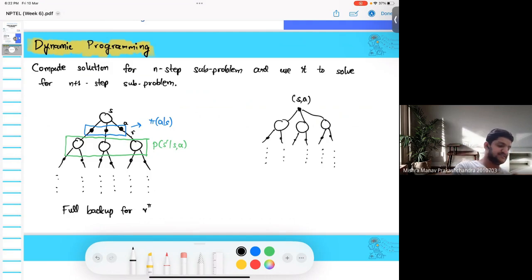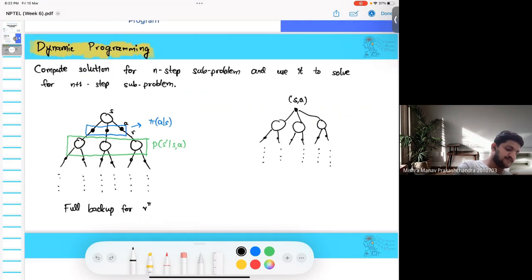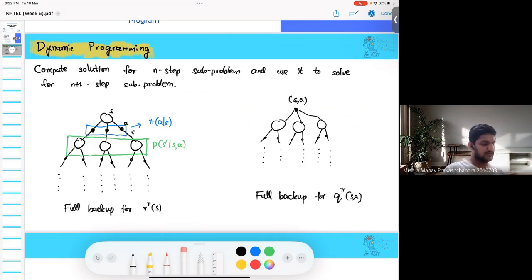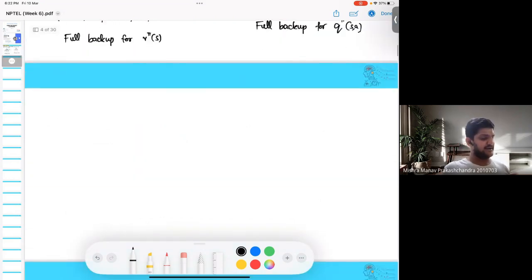Okay, so this you call the full backup. This you call the full backup for q pi of s comma a. This is p pi of s. Okay, so far so good. So this is what the basics of dynamic programming was, right?